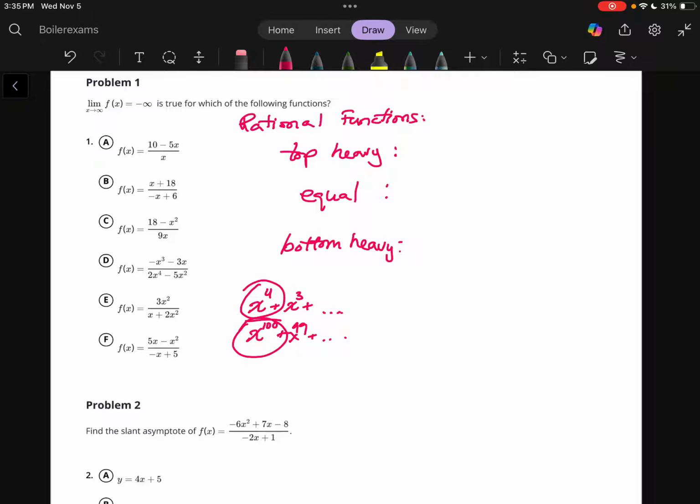So if we have a top heavy function, our limit as x approaches infinity or negative infinity is always equal to 0. Actually, I mixed this up. If we have bottom heavy, then the limit as x approaches infinity is always equal to 0. Same for the limit as x approaches negative infinity. It's always equal to 0.